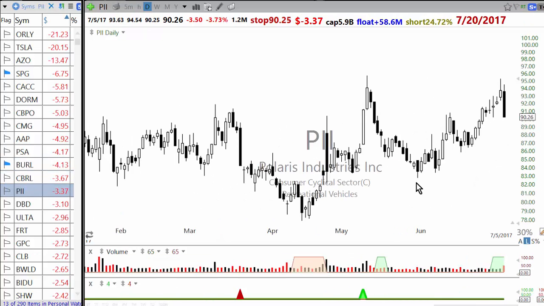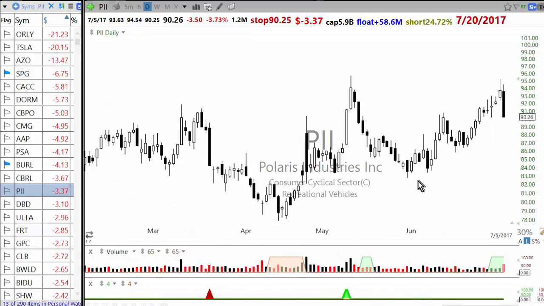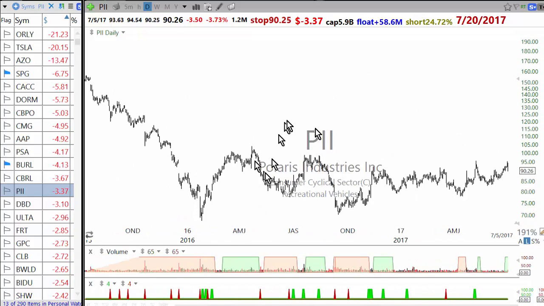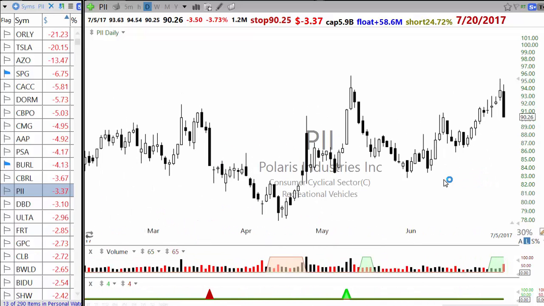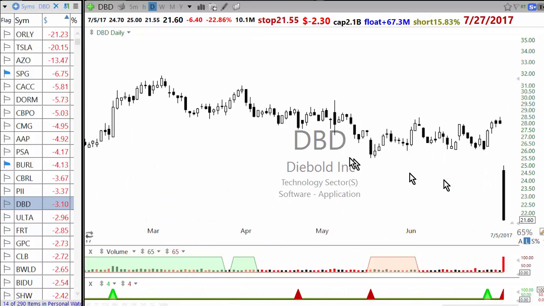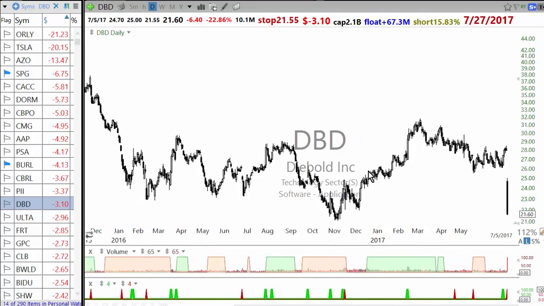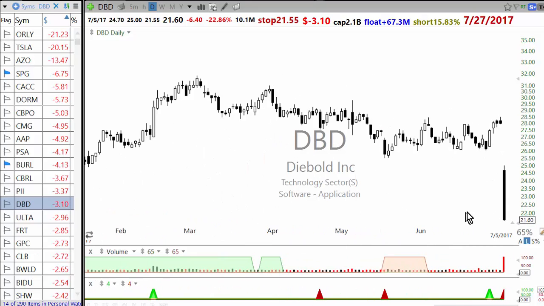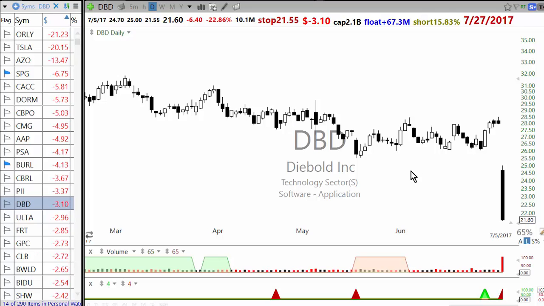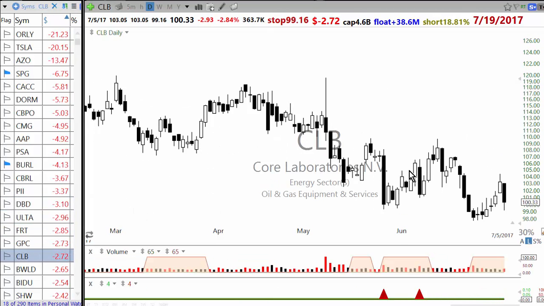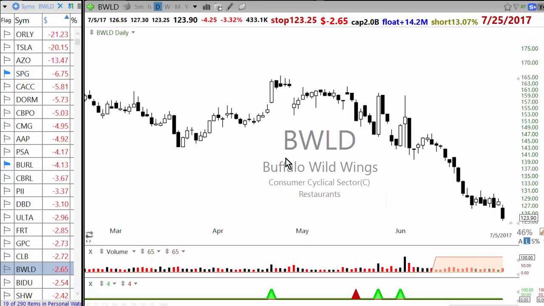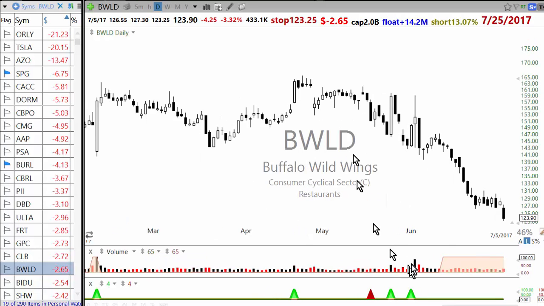CBRL, you have a lot of stocks which turned negative today, but this is a stock which is just caught in a choppy range, so you don't want to get into a stock like that. Then you have Diebold, which again failed. See, when a stock is down like this, there tends to be a counter trend move, and that's the nature of the market, because there are always bargain hunters and there are more buyers than sellers.